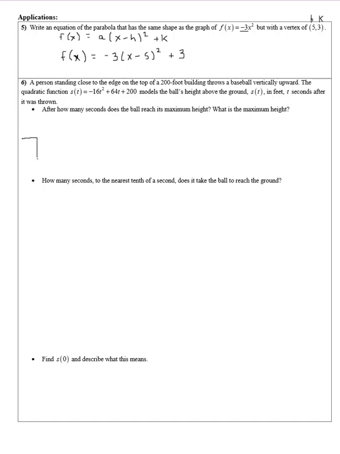So here's what we have. I'm going to draw a little picture. We have a building. So here's our building, and we're standing right here. And we throw a baseball upwards. So it goes up, and then it comes down and eventually hits the ground. And we know that the height of our building is 200 feet above the ground. So the maximum height is where? It's at the vertex. So we need to find the vertex.